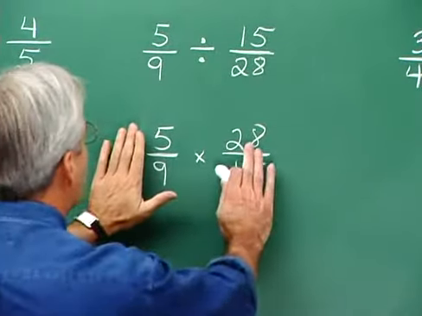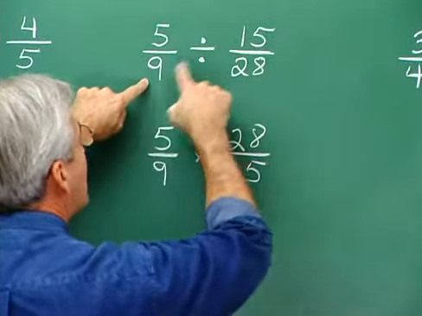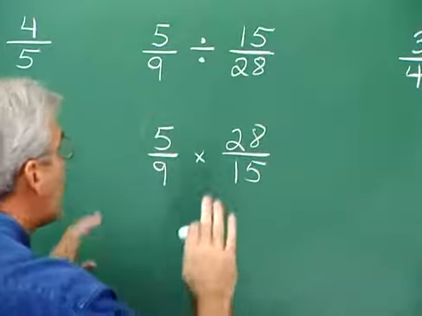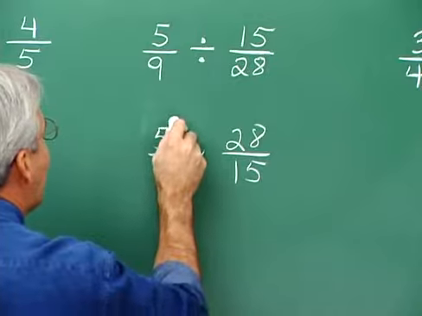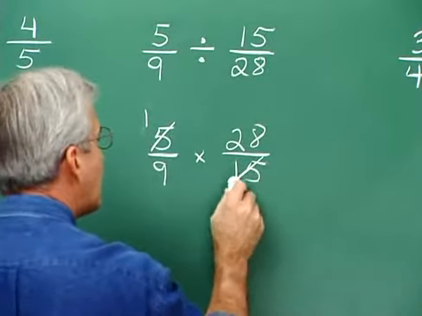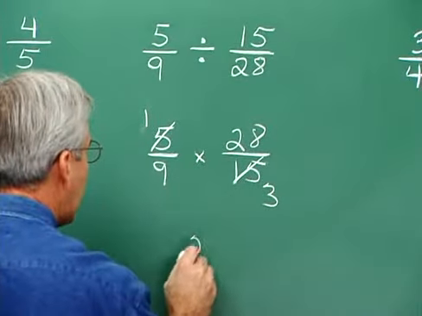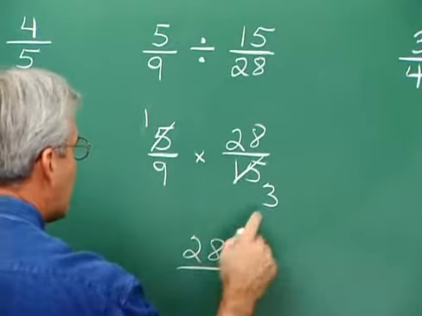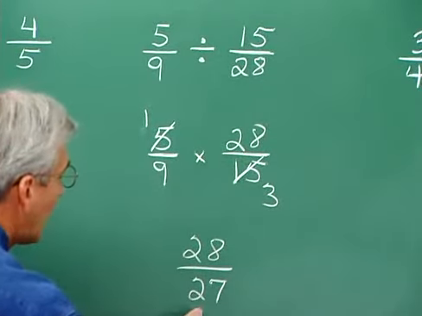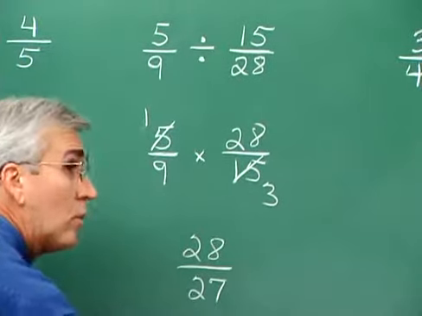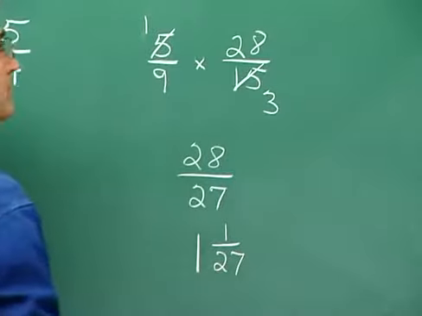Now I'm looking for cancellations here. Up here you see we would be tempted to cancel the 9 with the 15. 3 goes into both of them. We can't do that, but we can look for cancellations here, and we see one. 5 and a 5, 1. 5 and a 15 goes 3. And now we multiply straight across. 1 times 28, 28. 9 times 3, 27. Improper fraction. 27 goes into 28 one time with 1 left over. So it's 1 and 1/27 for the answer.